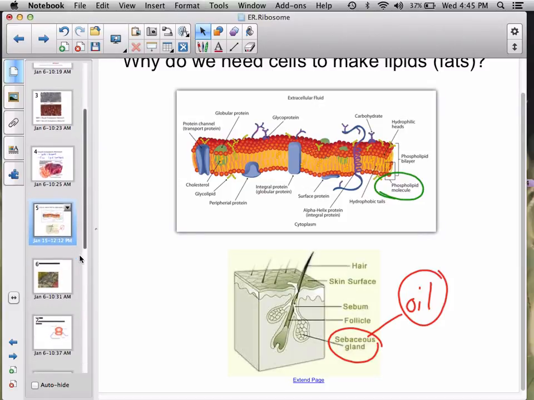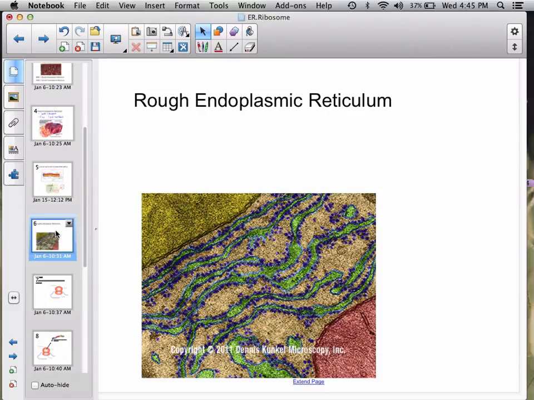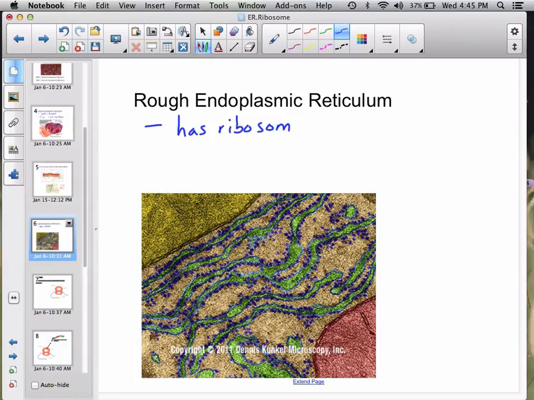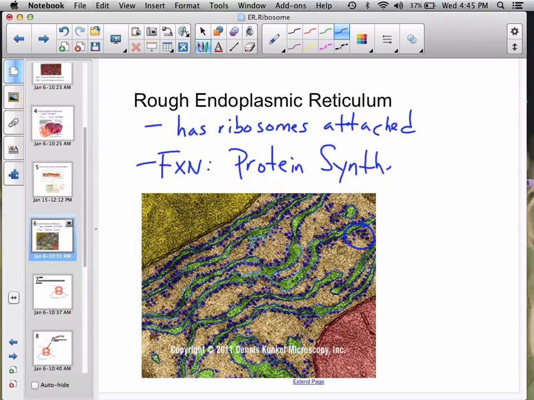The rough endoplasmic reticulum is named as such because it has ribosomes attached. And as you can see in this micrograph here, all these little blue dots, those are the ribosomes. The function of the rough endoplasmic reticulum, because it has ribosomes, is protein synthesis, or the production of proteins. And as you learned a few weeks ago, proteins serve a lot of functions in the human body and in organisms in general. So we're going to look at their structure next.